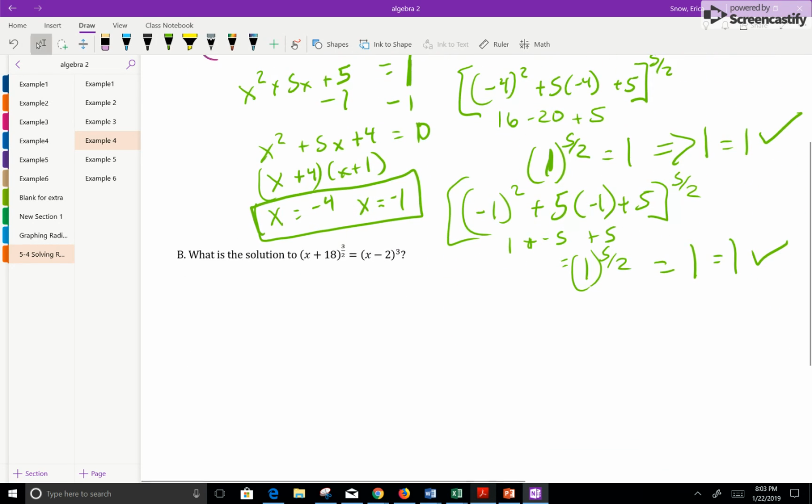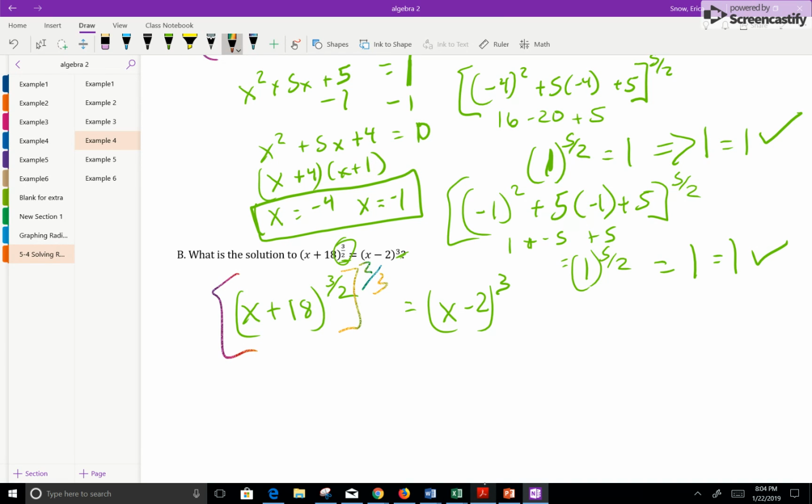All right, now B. Now we notice that this one is rational, but this one is a whole number. So you might say to yourself, what am I going to do with this? Well, we're going to worry about getting rid of that rational one first, because if we get rid of the rational one, this one might take care of itself. So we're going to have (x plus 18) to the 3/2 equals (x minus 2) cubed. And we are going to raise this to the 2/3, our inverse of this. So I'm going to raise this side to the 2/3.